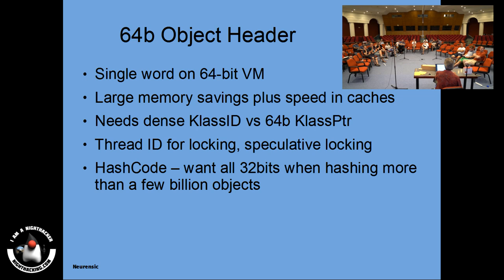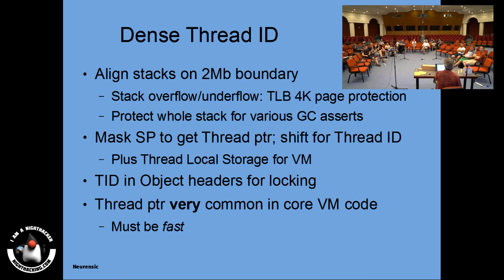64, this is getting to be very Azul specific. I claim it should be done for Oracle as well. It's nothing to do with GC. This is everything to do with just cutting down object header sizes. Dense thread IDs is another thing I did at Azul that would go hand in hand for Oracle.